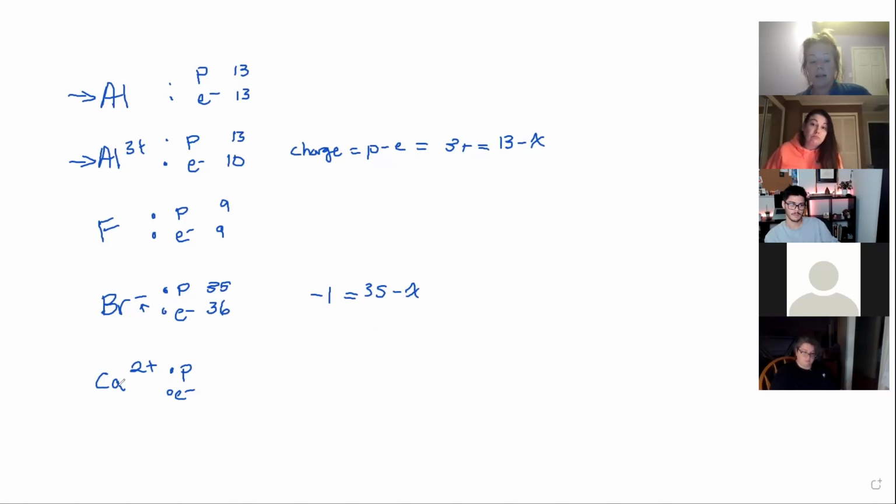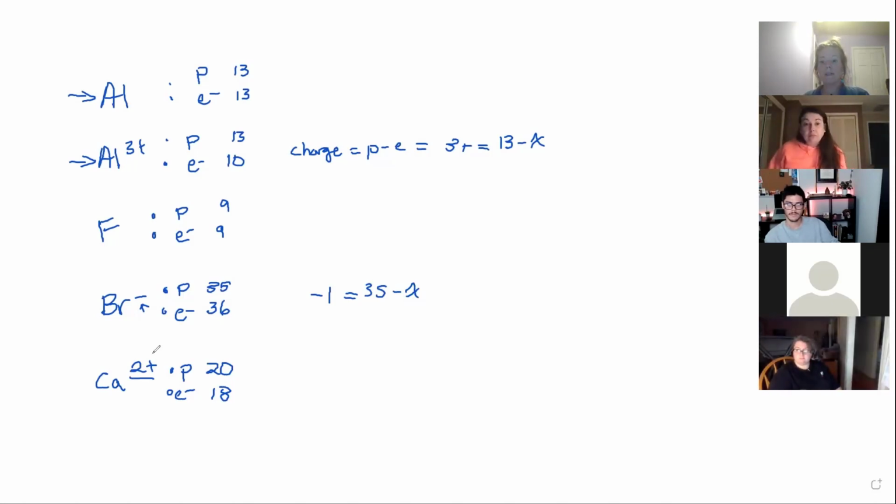Calcium 2 plus, this is talking about the ion as well. How many protons do we have? 20. How many electrons do we have? Well, a 2 plus means I've gotten rid of 2 electrons. So the electron value should be 2 less than whatever my proton value is, or 18. 20 minus the 18 gives me the 2 plus.